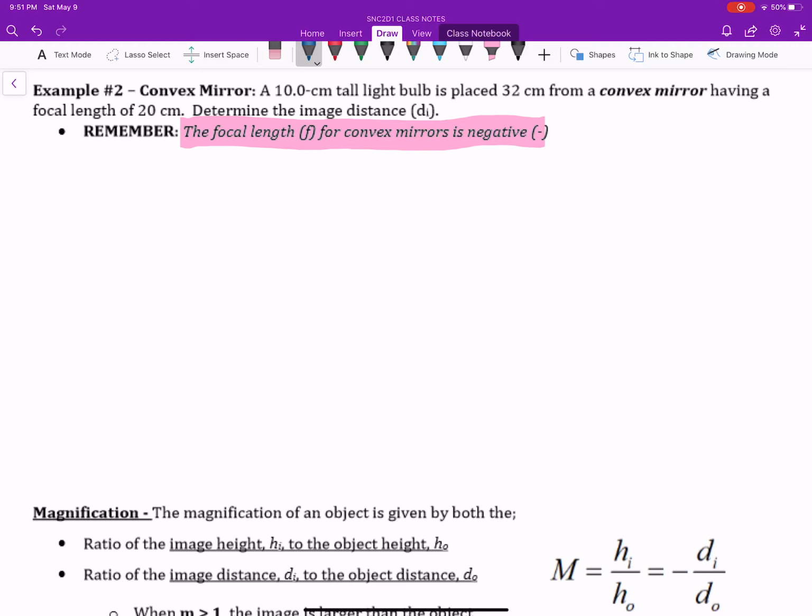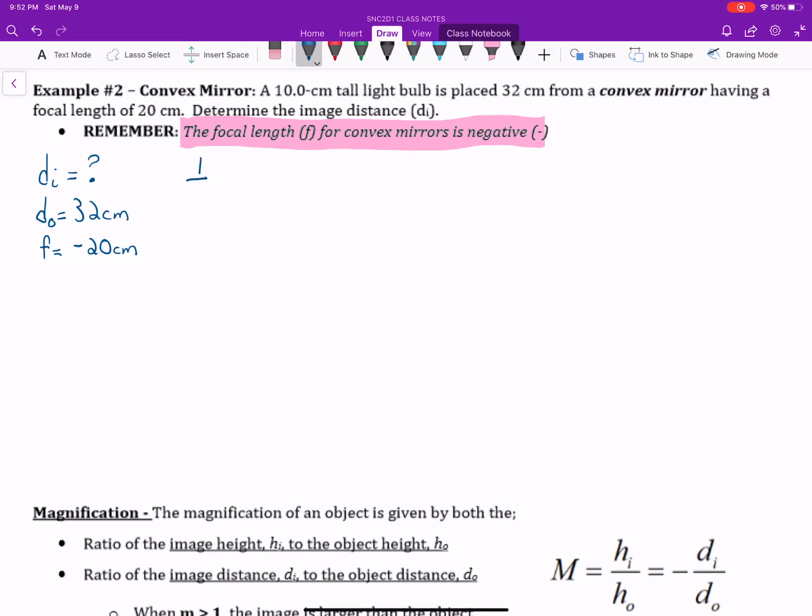So we start by stating what we need to find. DI, the image distance, is question mark. And the object distance given in this question is 32 centimeters. And the focal length is 20 centimeters, but this is a convex mirror, so it's going to be negative 20 centimeters. We're going to once again use the mirror equation to solve this problem.